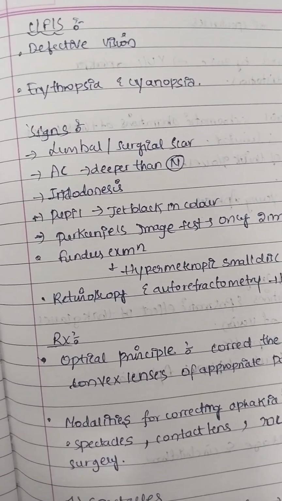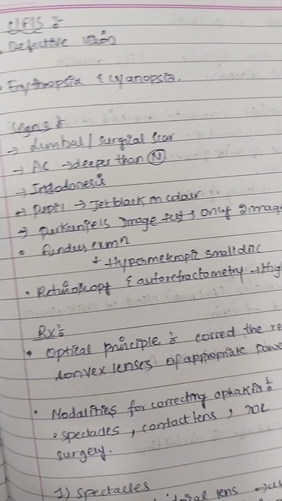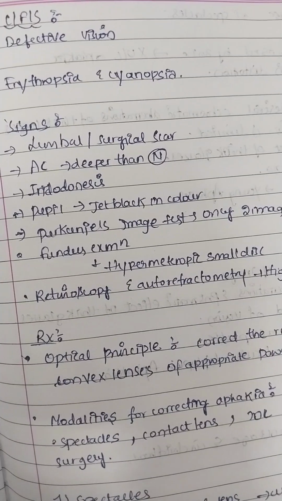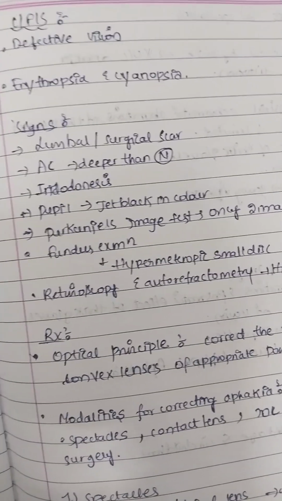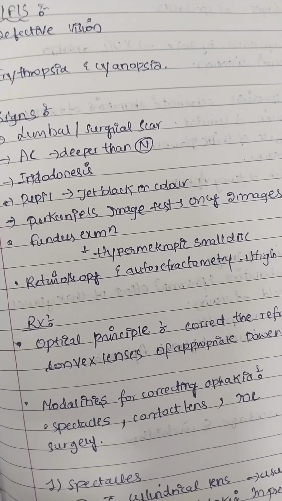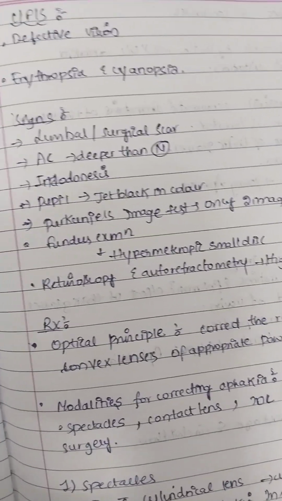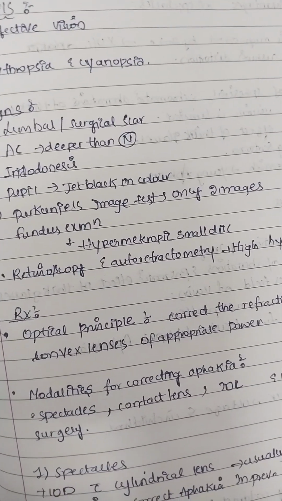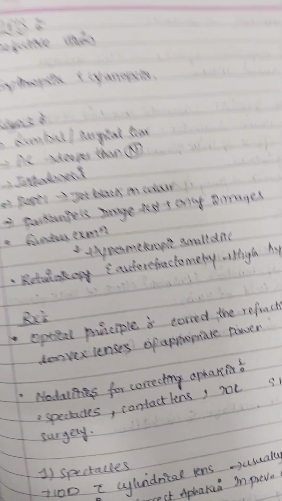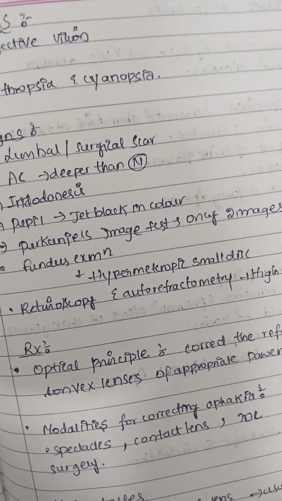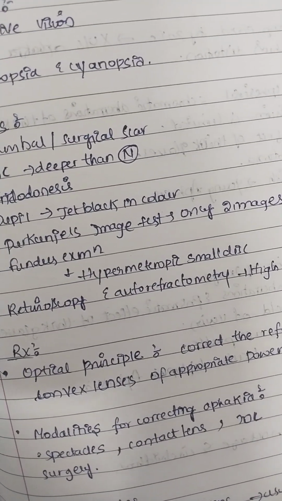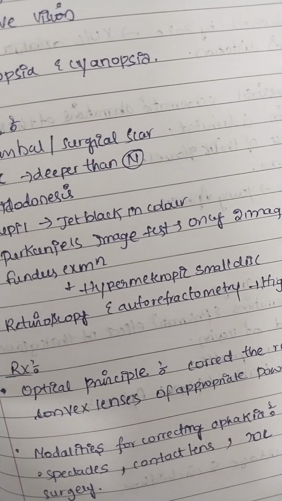And the anterior chamber is deeper than the normal, as there is hypermetropia here. So iridodonesis will be present. Pupil will appear jet black in color. In the Purkinje image test, you will see only 2 images. In normal eyes you will find 4 images, but in this condition, aphakia, you will find only 2 images.